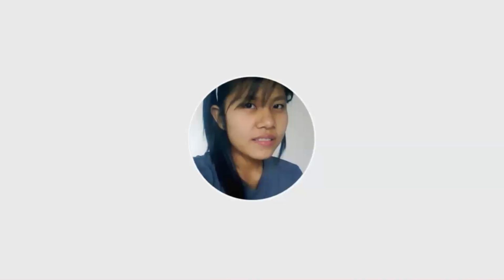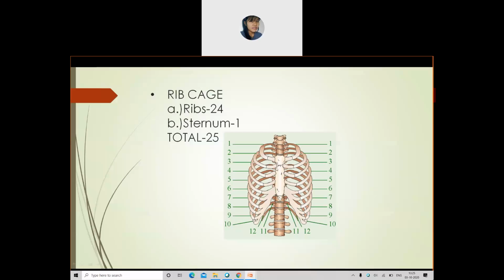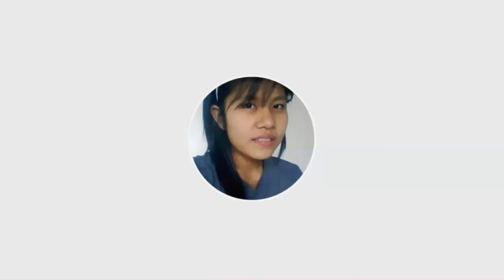Next is the rib cage. So this is your rib cage, and these are your ribs. On both sides of your ribs, you'll get 12, so 12 plus 12 equals 24. So 24 you will get, and this is your sternum. Sternum you'll get 1. So altogether you'll have 25 bones.